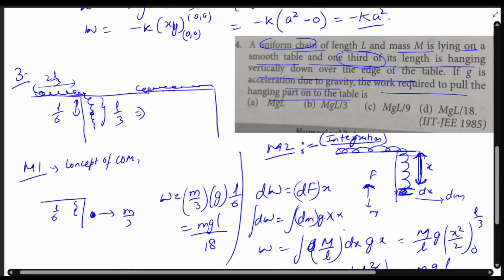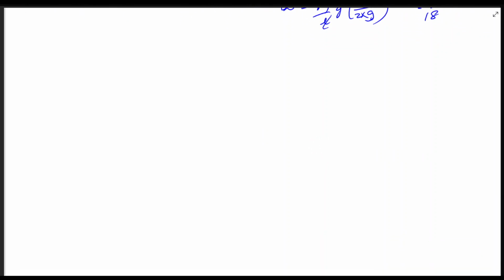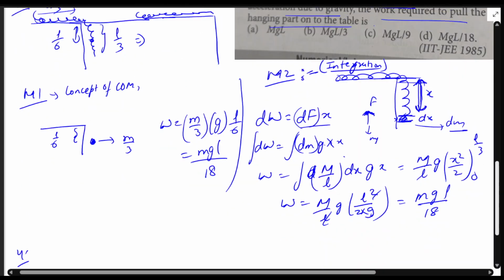Right. So what I have done here is I have taken a small particle of mass dm, and work done will be constant. If it is at a distance x, the work done will be simply force into x. So I'll just write like this. So this is also an easy method. You can choose any method according to you. Let's move on to our fourth question.